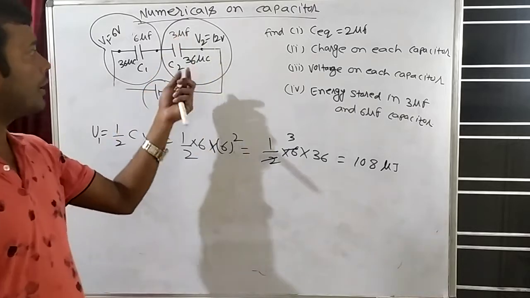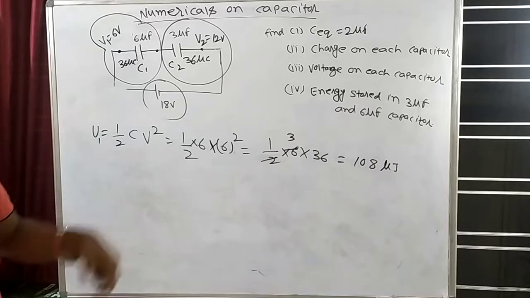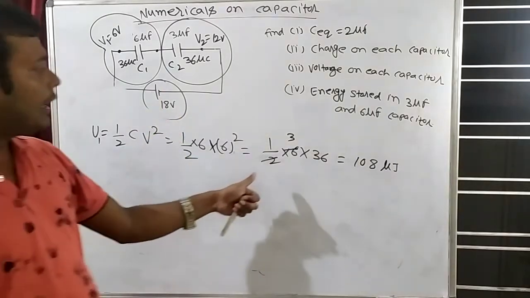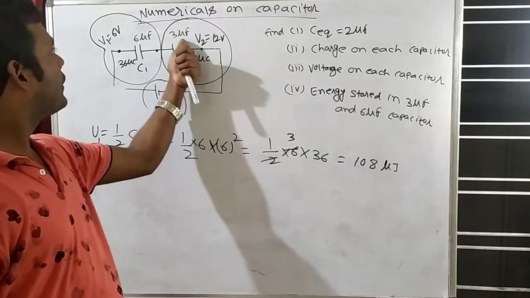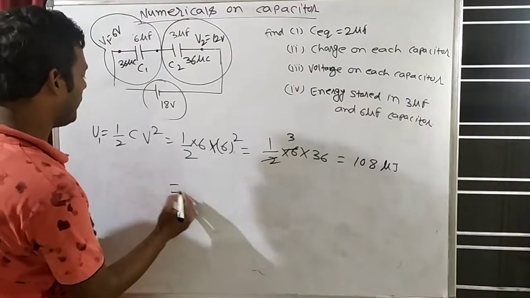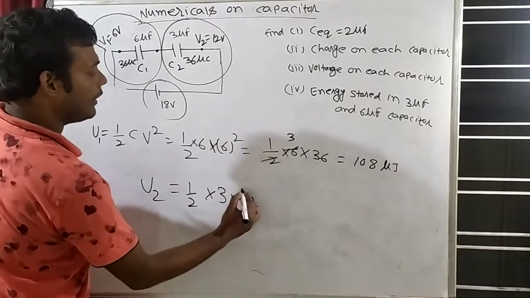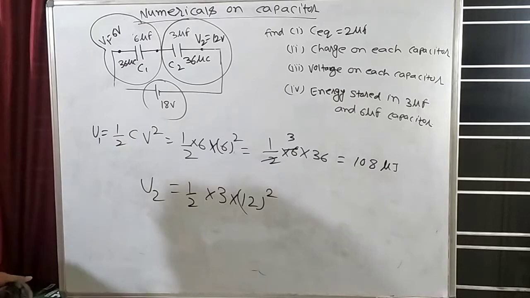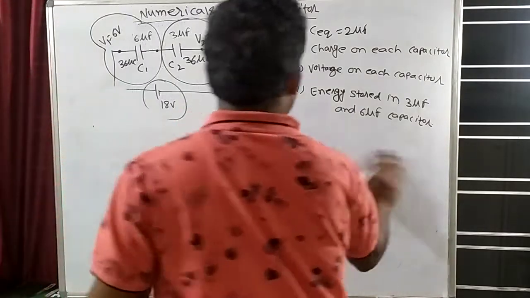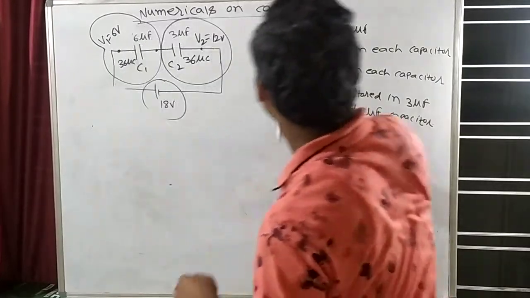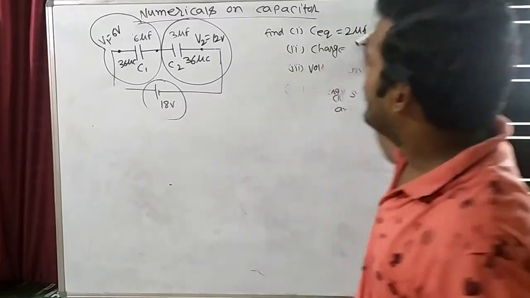Here also half CV square. Capacitance is how much? 3. And potential is how much? 12. So we can calculate. Half into C, C is 3. So what will be U2? See here, half into 3 into 12 ka square. Clear? Like that we can calculate. The answer will be in microjoule because these are all in micro, no? That's why. And what is the SI unit of energy? That is joule. Clear?